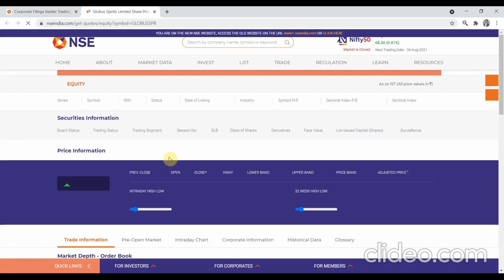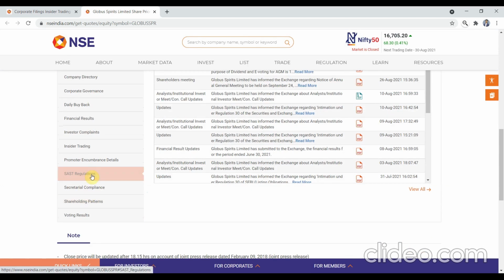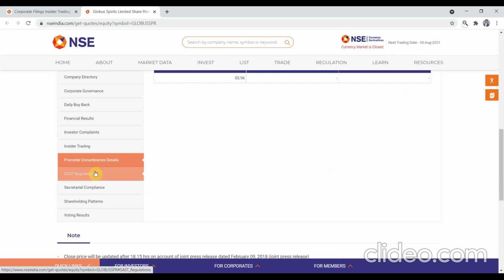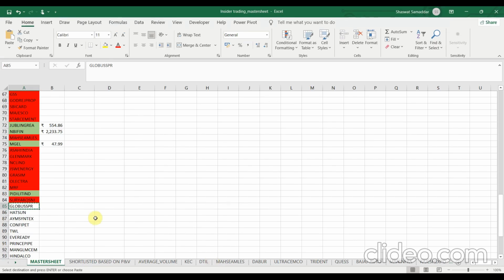Click on this symbol. Go to corporate information. Let's check the promoter encumbrance. So pledging is not there. Okay, so there has been a selling on 12th of August, and according to our rules, there should not be any selling. So I'll mark this particular stock as red once again. Let's move on to Hatsun.